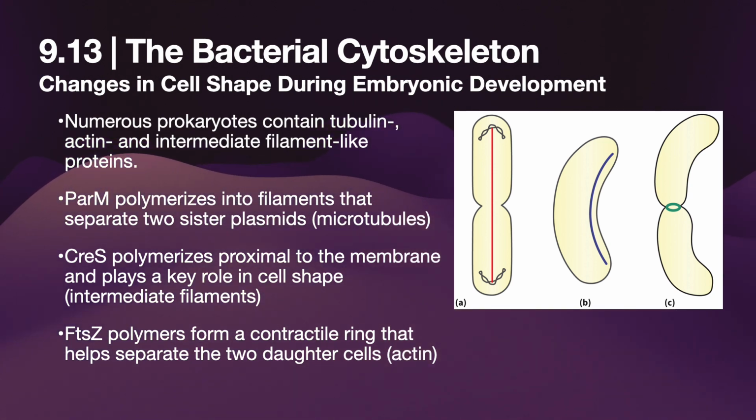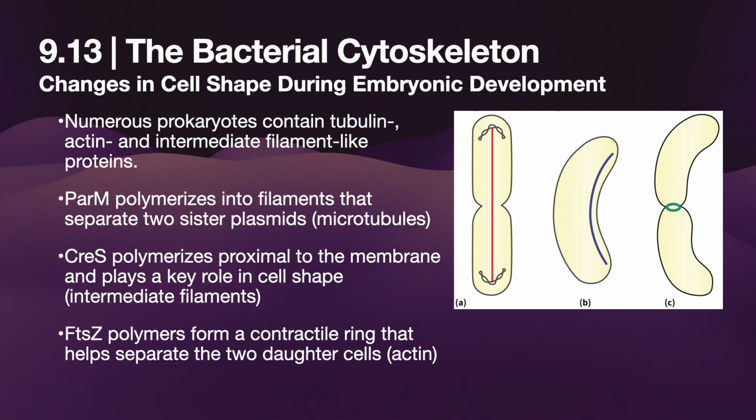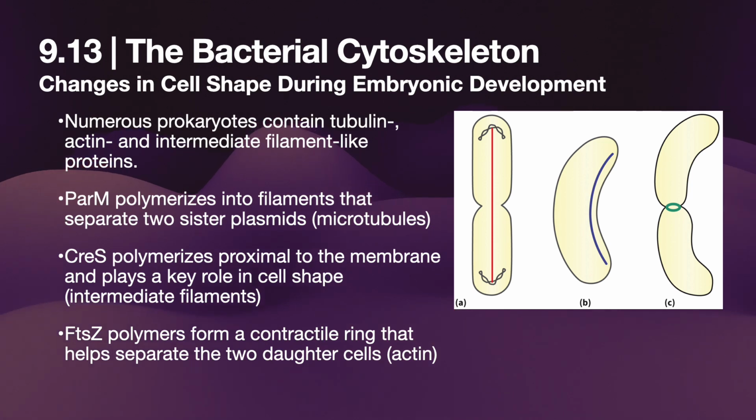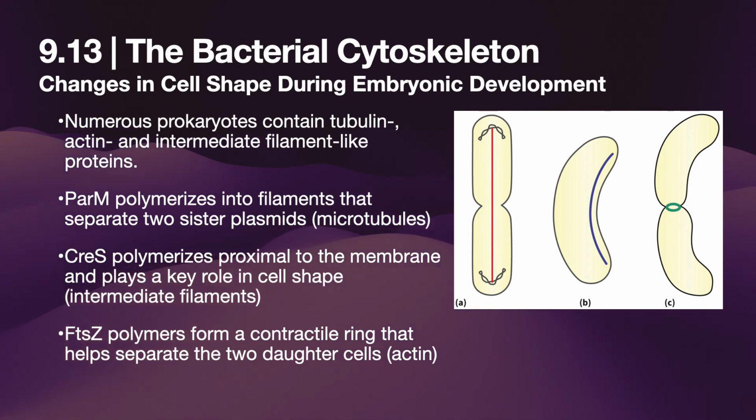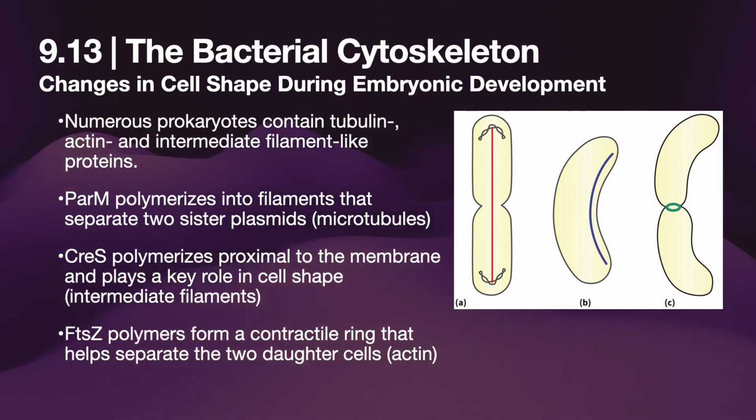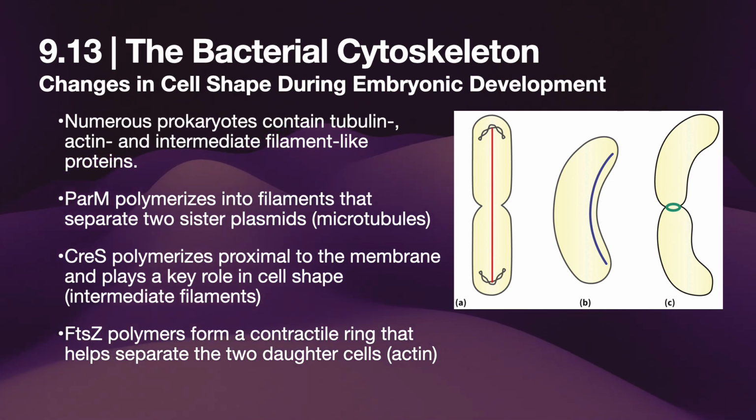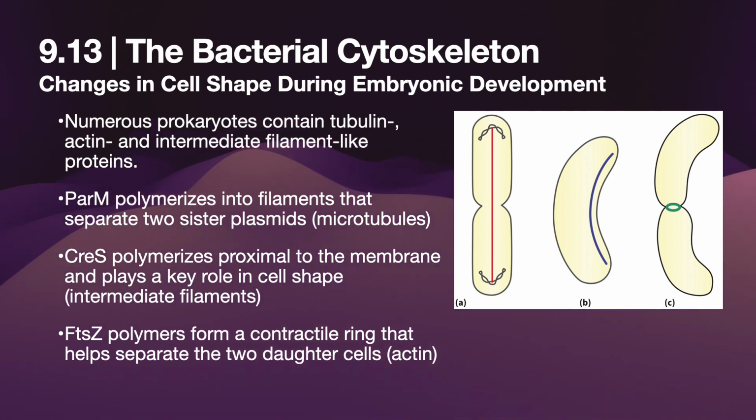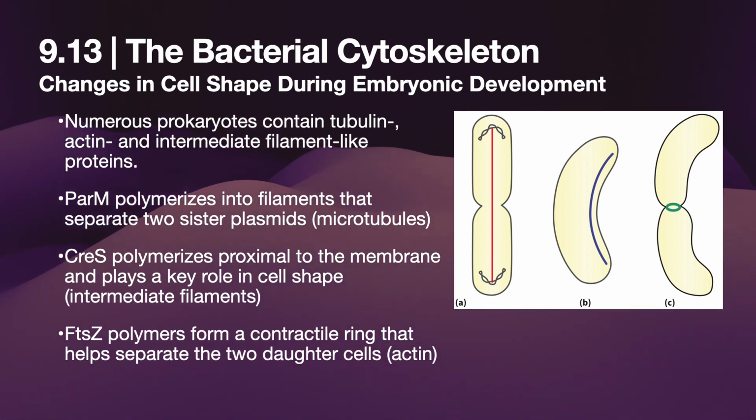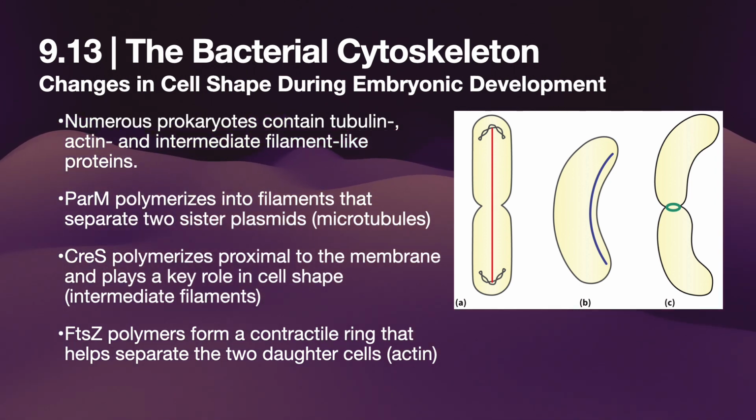With bacterial cytoskeleton, there are numerous prokaryotes that contain tubulin, actin, and intermediate filament-like proteins. ParM polymerizes into filaments that separate two sister plasmids, like microtubules. CreS polymerizes proximal to the membrane and plays a key role in cell shape, like an intermediate filament, and FtsZ polymers form a contractile ring that helps separate the two daughter cells. ParM, CreS, and FtsZ are highlighted in this figure A, B, and C.